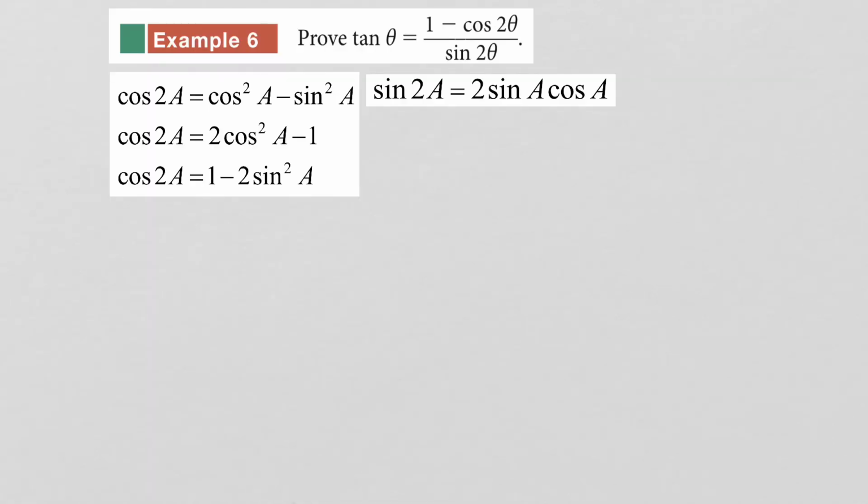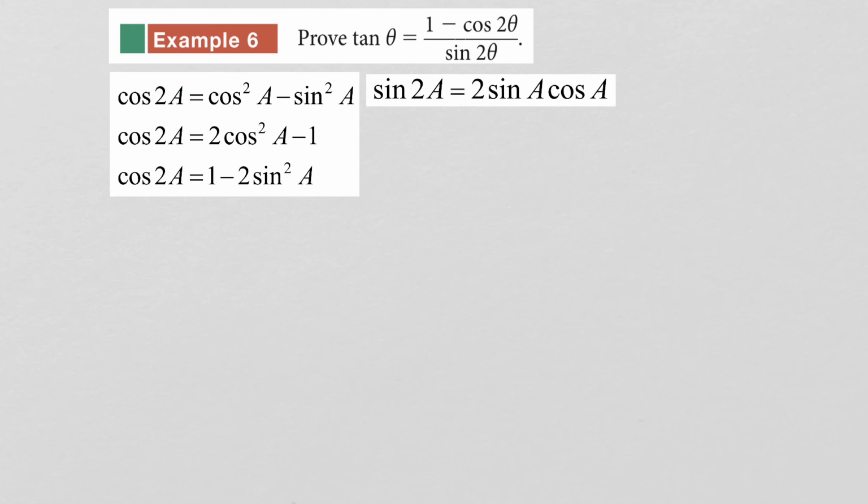In our next example, we have another proof that we want to do. We would like to prove that tangent of theta is equal to 1 minus cosine of 2 theta divided by sine of 2 theta. And this one's pretty straightforward. You know that sine of 2 theta has a double angle formula that we can use here. The real choice comes down to the numerator. You have cosine of 2 theta, and you could use any one of these formulas for that. So how do I know which one to use?